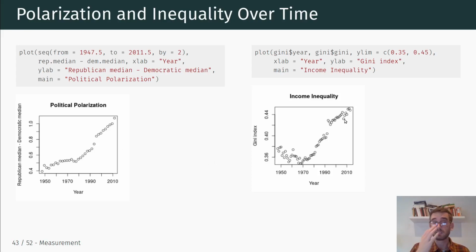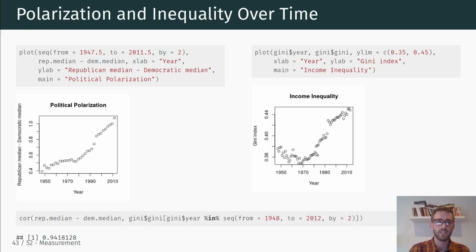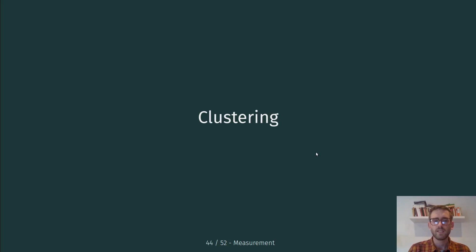Right, and so we see clearly that the trajectories are quite the same. They're increasing very strongly after around the 1980s, right? We could also look at the correlation between those two variables, and we see they're highly correlated, right? But of course, correlation is not causation. The question is, of course, to what extent polarization leads to more inequality, or to what extent inequality leads to more polarization. All right, that's it for bivariate.